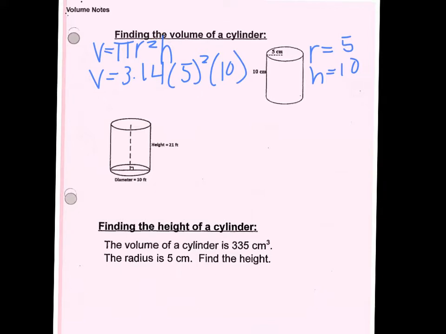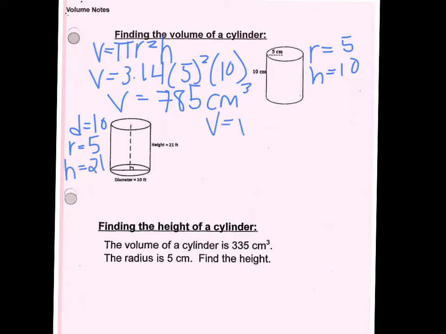So, plugging that into my calculator, I get the volume of this shape is 785, and then I have to label it centimeters cubed. I use cubed because it's a three-dimensional object. If I look at this next one, I know that the diameter is 10, but I really need to know the radius, so I'm going to take half of that, which is 5. The height of the cylinder, they tell me, is 21.